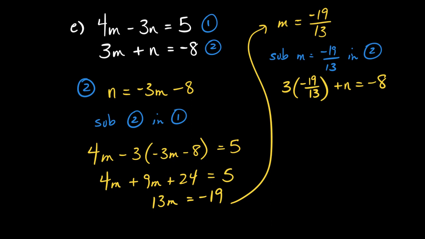I got to triple it, which means I triple my top. I triple the number of things. So 3 times 19 is 3 times 10 is 30, and 3 times 9 is 27. There's a negative 57/13.